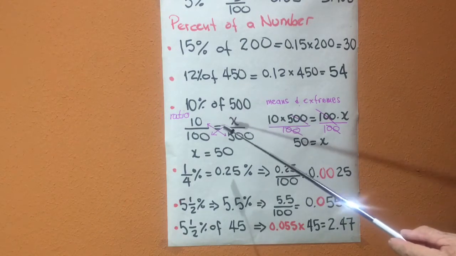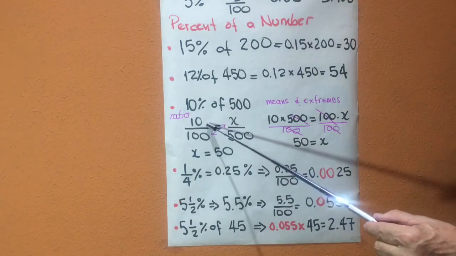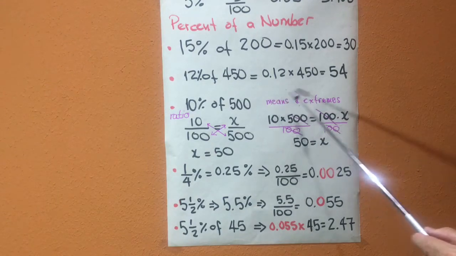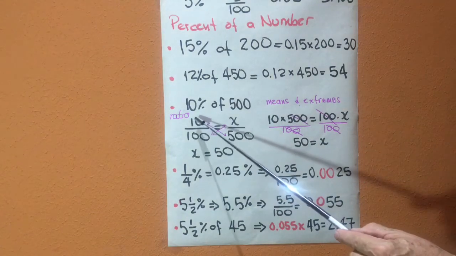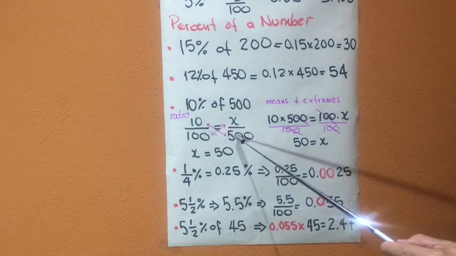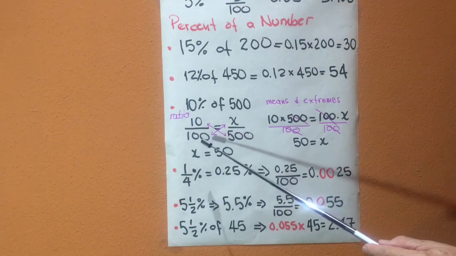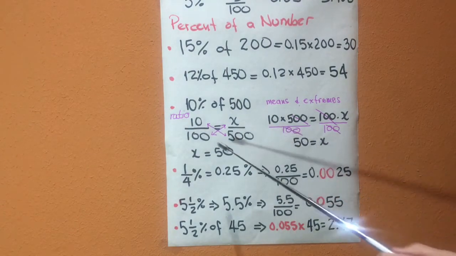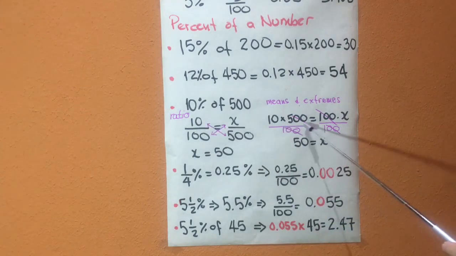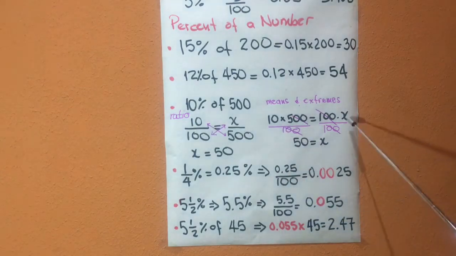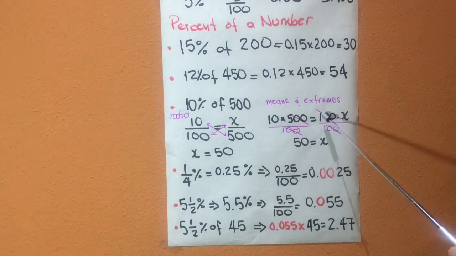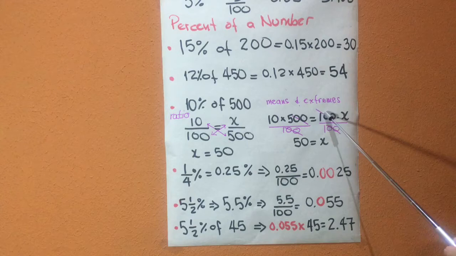So this is a ratio in which we have to use the property of means and extremes. That means that the product of the numerator times the denominator should be equal to the multiplication of the denominator times the numerator. If that's the case, 10 times 500 should be equal to 100 times x. So means and extremes. Well, as you know, multiplication has its inverse. The inverse of multiplication is the division.